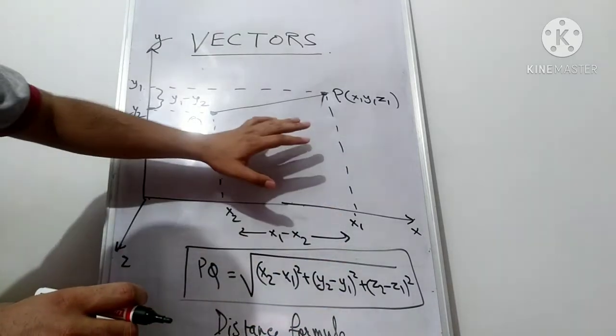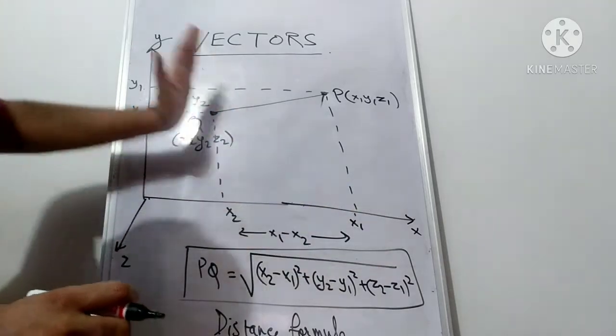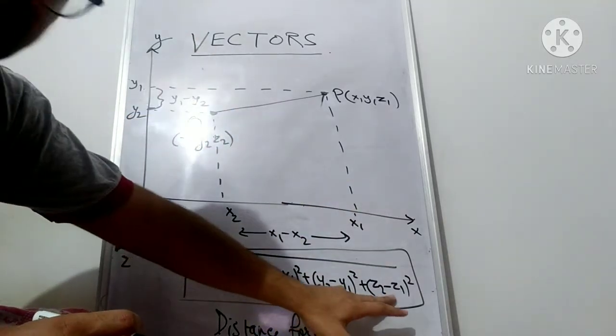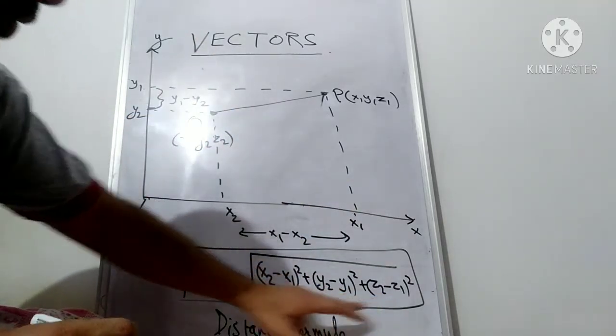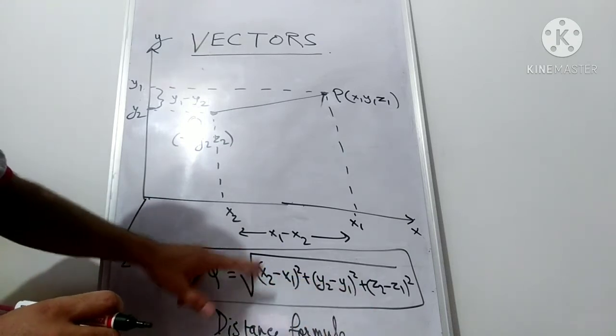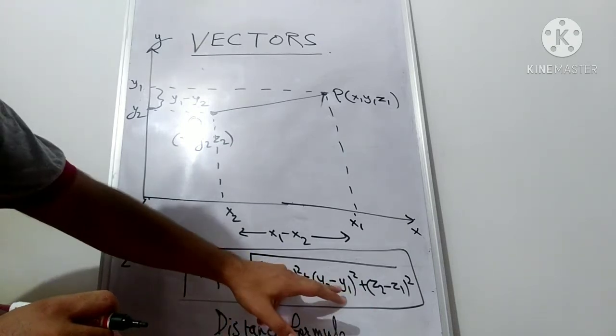If we have only two axes, only the x axis and y axis, then we will not have the term which contains the coordinates of z. We will stop here and apply this formula: root of (x2 minus x1) square plus (y2 minus y1) square.